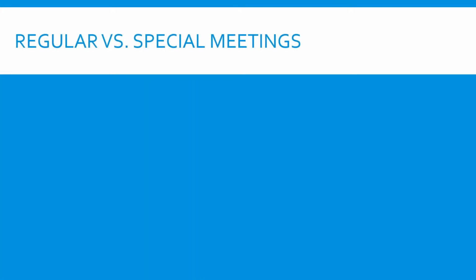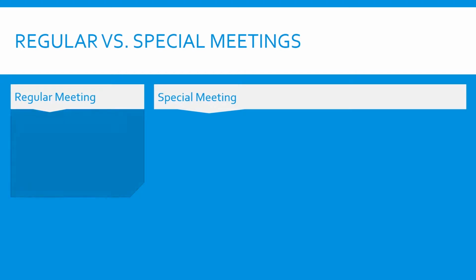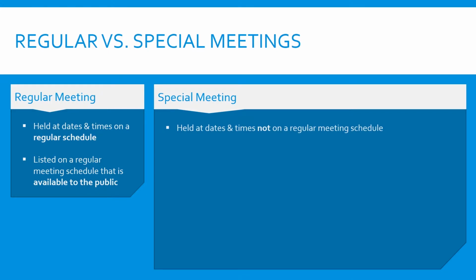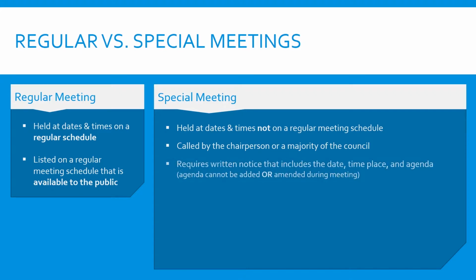When comparing regular and special meetings, you will find that there are many more considerations that must be made for the latter. Regular meetings are held at dates and times on a regular schedule and are listed on a regular meeting schedule that is available to the public. Special meetings are held at dates and times that are not on a regular meeting schedule and can be called by the chairperson or a majority of the council with written notice that includes the date, time, place, and agenda. Note that the agenda cannot be added or amended during the meeting.